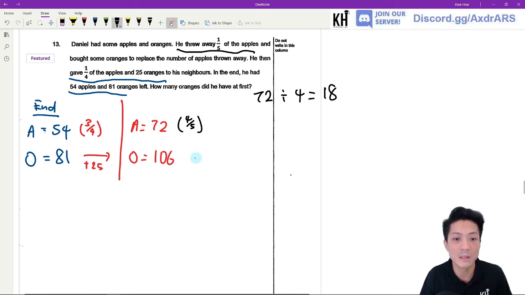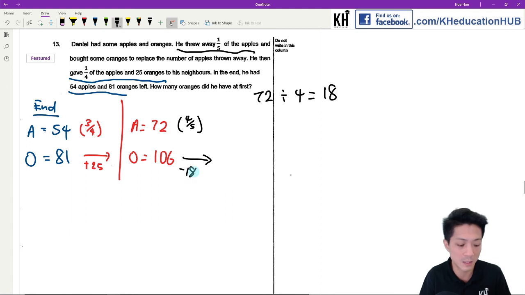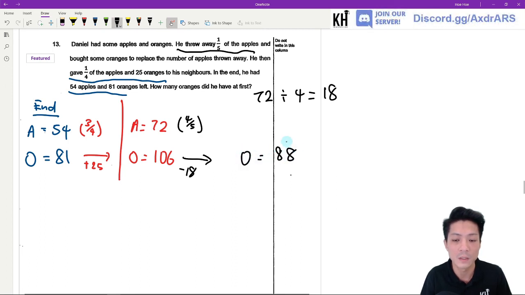So which means that he bought 18 oranges to replace the number of apples. So in this case, I will need to minus away 18. 106 minus away 18 will give me 88 oranges. So this is the number of oranges he had at first.